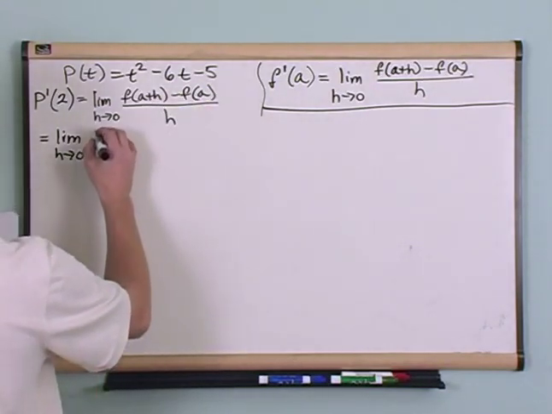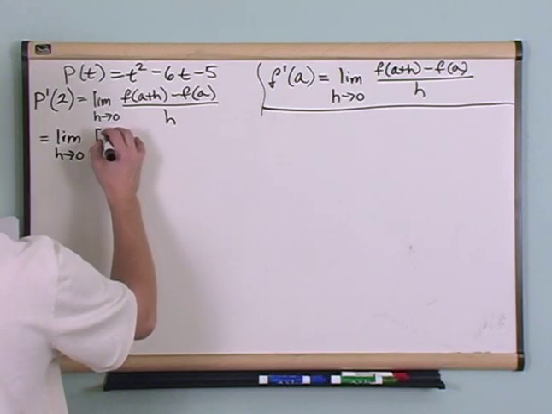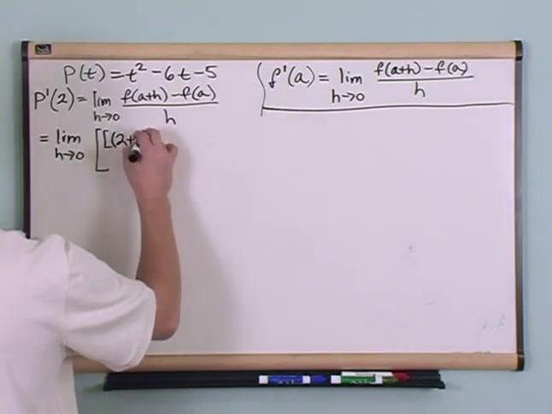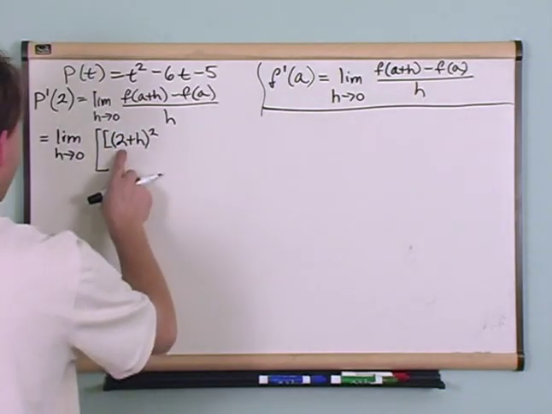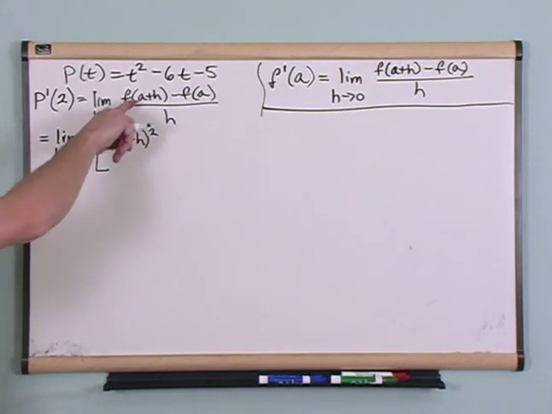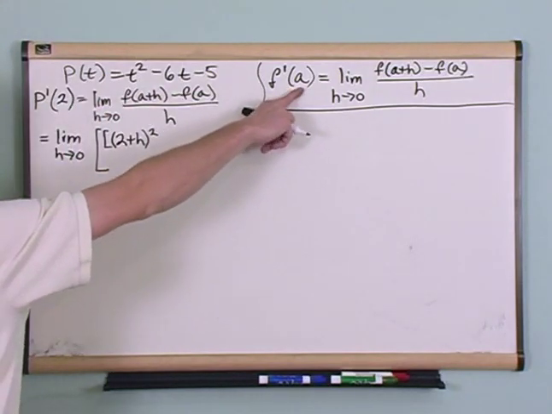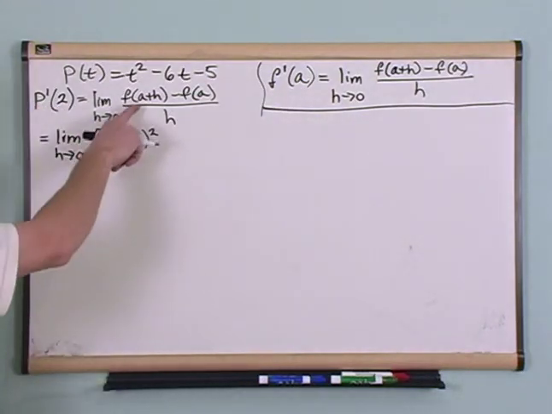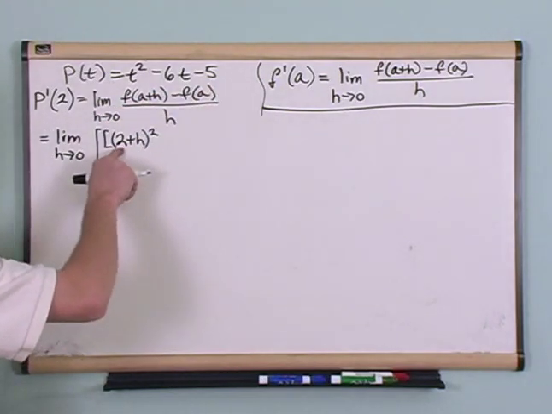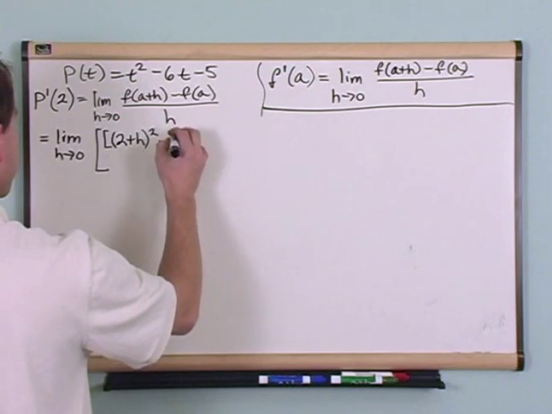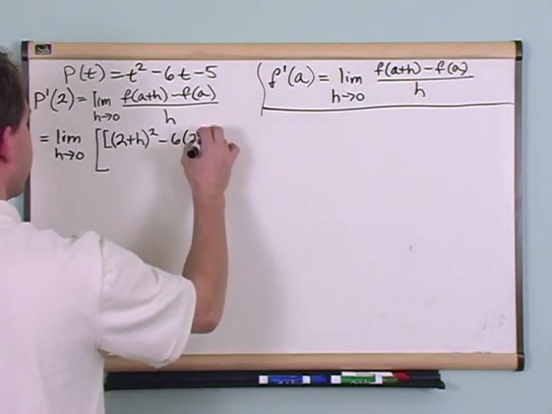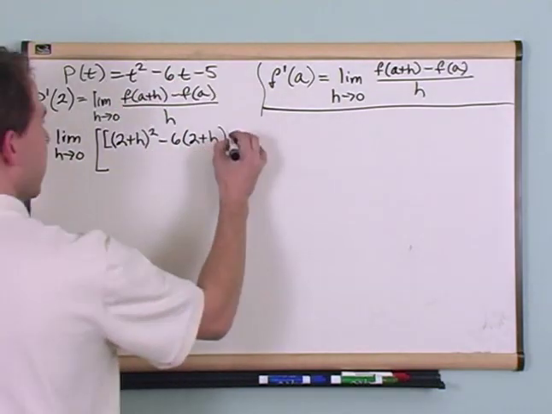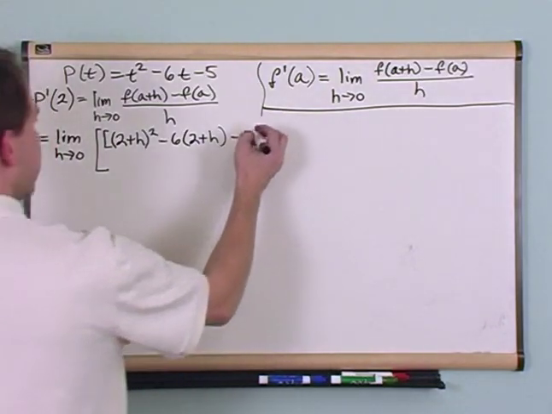So what I'm going to have is 2 plus h squared. Why 2 plus h? Because remember, the derivative here, this formula, is defined at the point A. That's the point you're interested in. Here I'm interested in finding the derivative at the point x equals 2. So here A, I'm going to fill in with the number 2. So 2 plus h squared minus 6 times 2 plus h. Again, a plus h goes in here where a is equal to 2. Minus 5. Okay? So this is the first term.